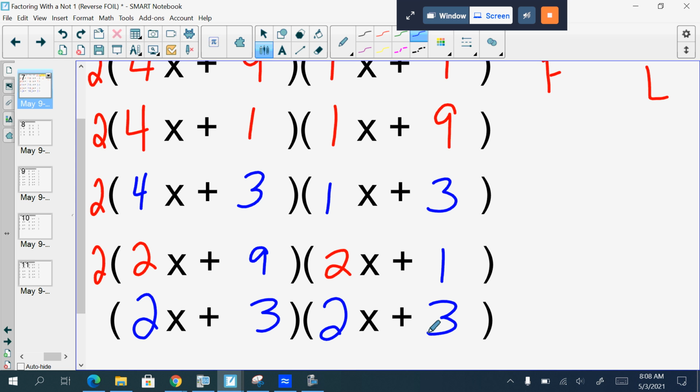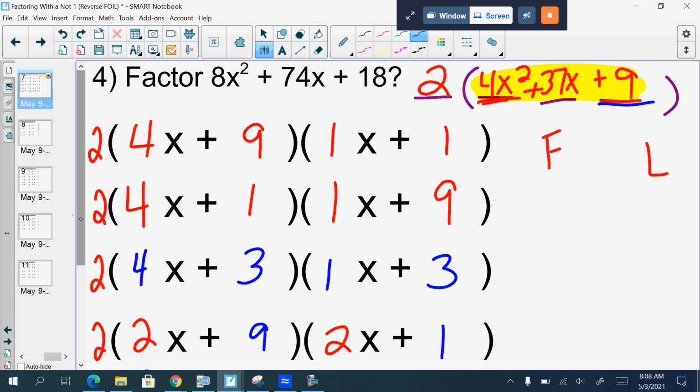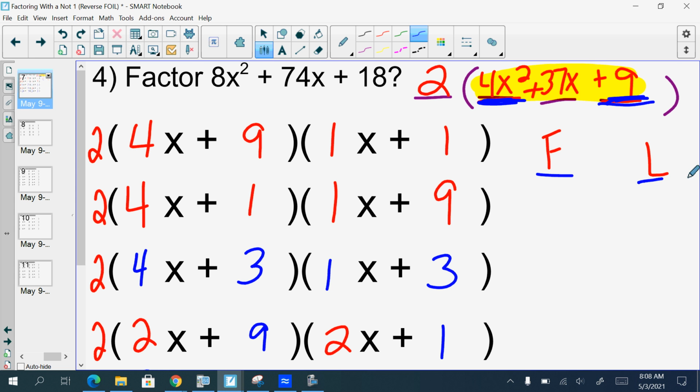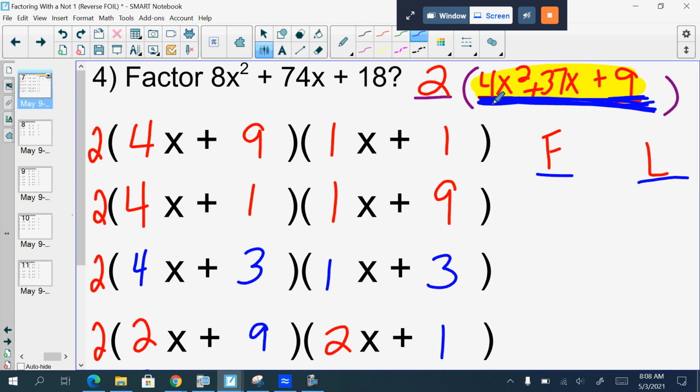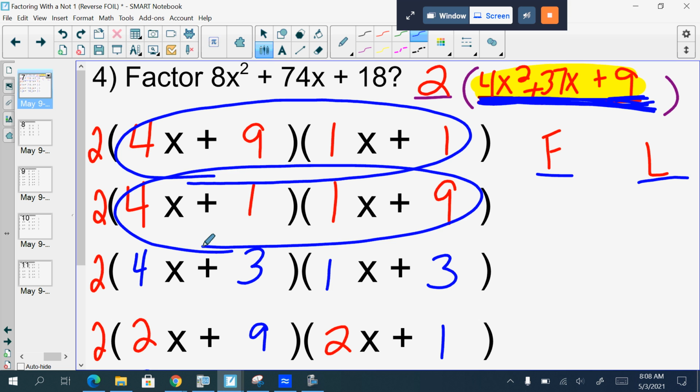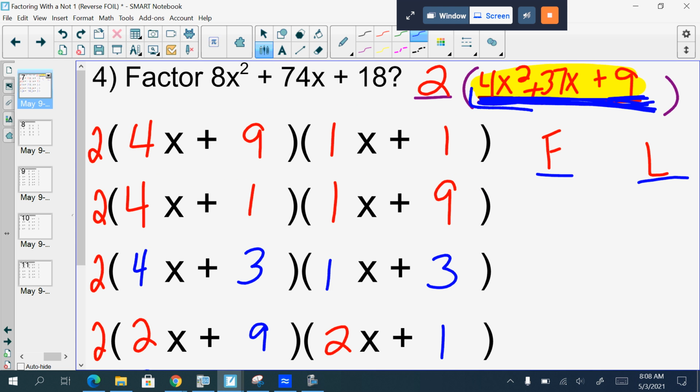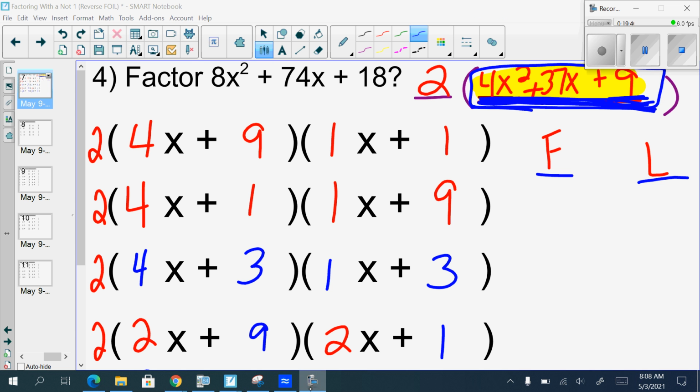Do all those different combinations make sense to you? How any one of those could possibly work because they all are going to give you 4x squared for the first and 9 for the last. Okay, so again, you look through them and you think to yourself, which one do I think might foil out to give me this again? Again, don't worry about the 2. We're done with that part, okay? I want you to just go through and just like foil this part out until you find the one that gives you this back again, okay? So go ahead and work on that for a minute on your own.